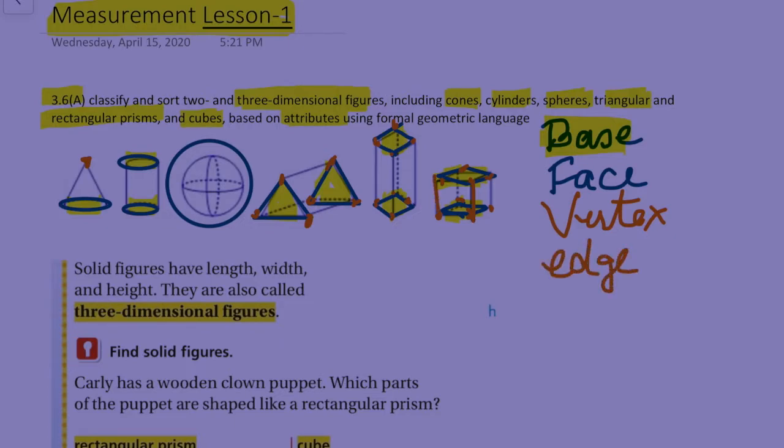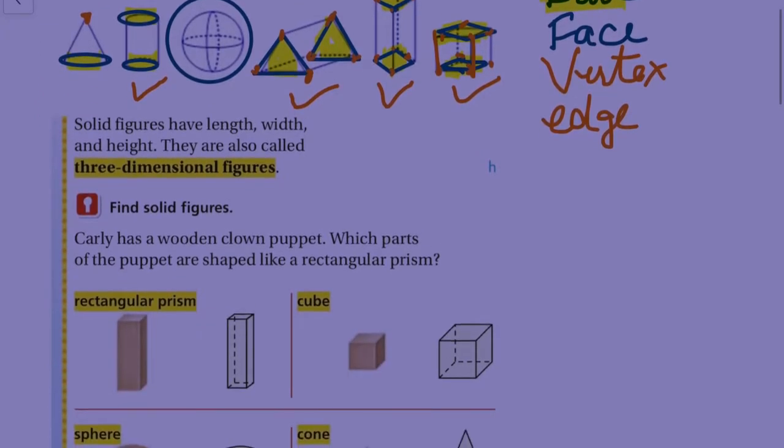So we talk about edges, and so bases, faces, vertices, and edges are a few properties you need to know when you are talking about these geometric shapes. To be very clear, the cylinder has two bases, the triangular prism has two bases, the rectangular prism has two bases, and the cube has two bases, whereas the cone has one base and the sphere has no base. So let's keep going. I have another definition here.